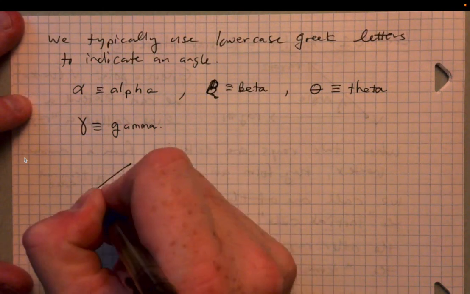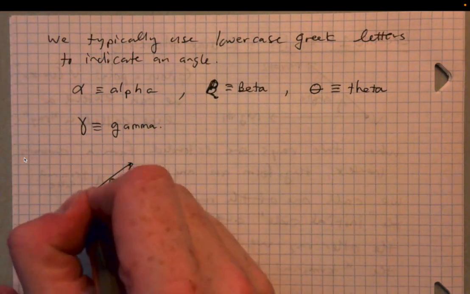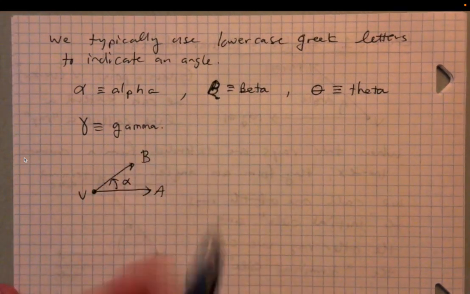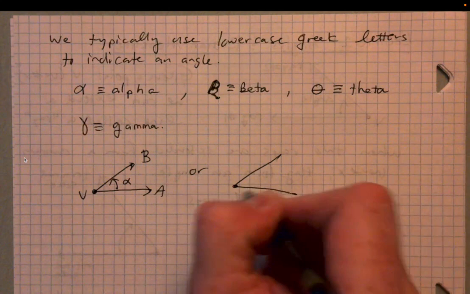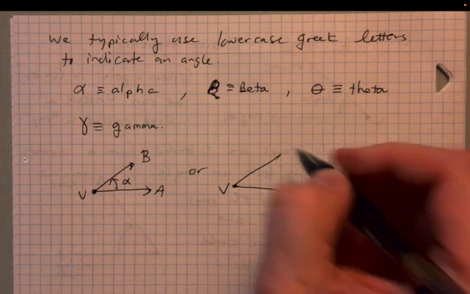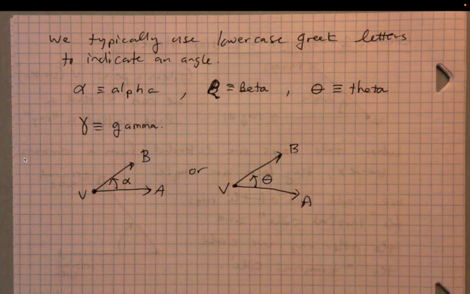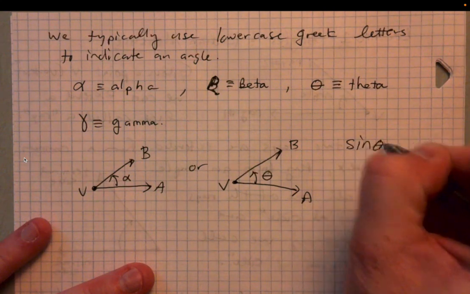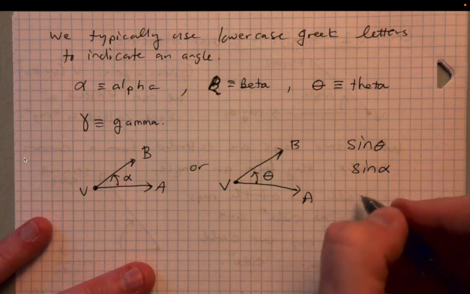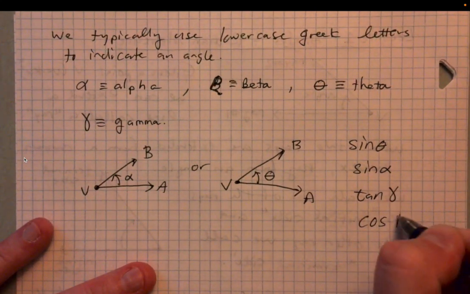Those are how we typically will denote angles. So we might denote it like this: you've got your vertex, ray A, ray B, and angle alpha. Or vertex V, ray A, ray B, and angle theta. So this is the kind of notation you can expect. And later, when we get into the trigonometric functions, you'll see things like sine of theta, sine of alpha, the tangent of gamma, or the cosine of beta, etc.